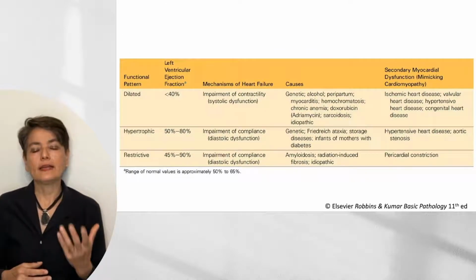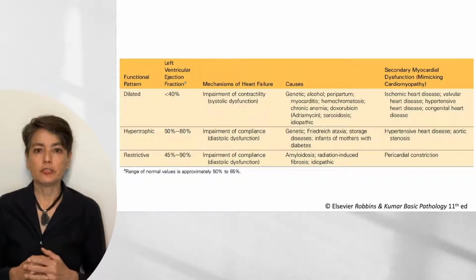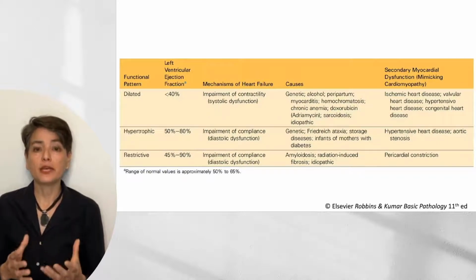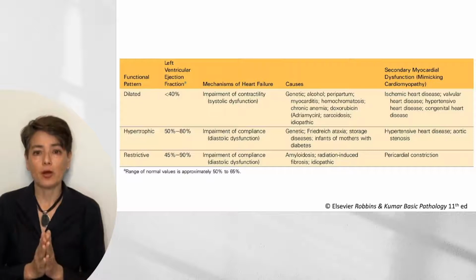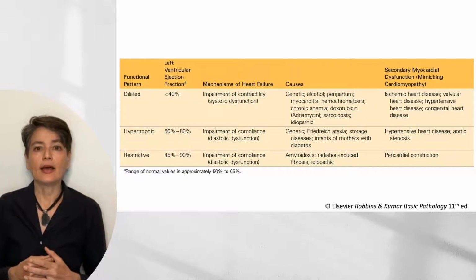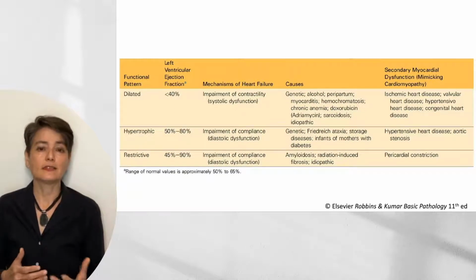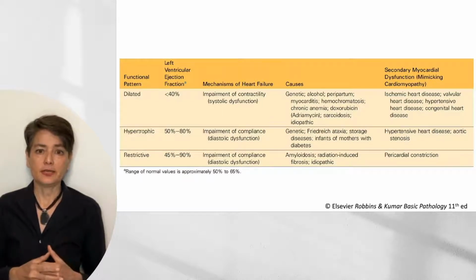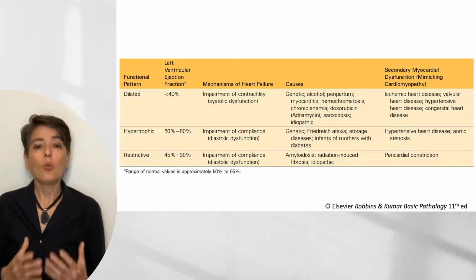In order to get an idea of that, we're going to consider left ventricular ejection fraction. You'll remember that means the amount of blood, or the percent of blood, that is ejected from the left ventricle in systole. So what we see in dilated cardiomyopathy is that the left ventricular ejection fraction is less than 40%. And the range of normal values is about 50 to 65%. So it's significantly decreased. Why is this?